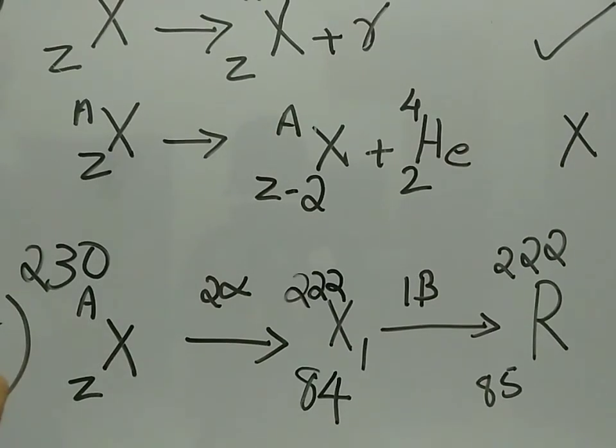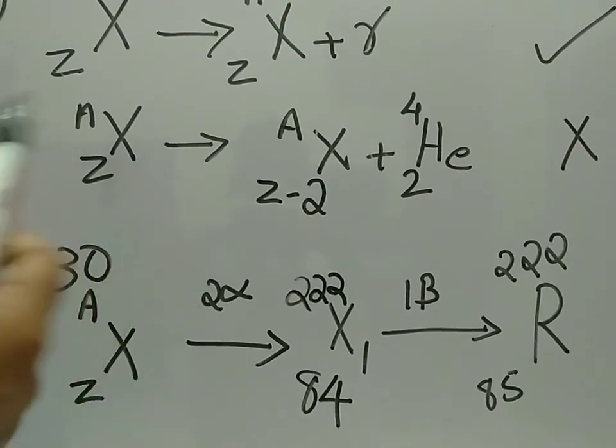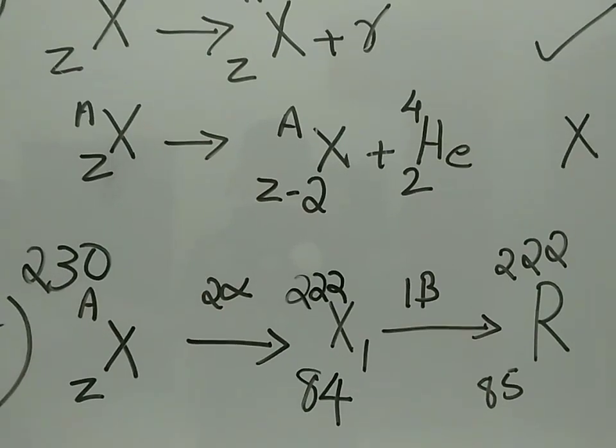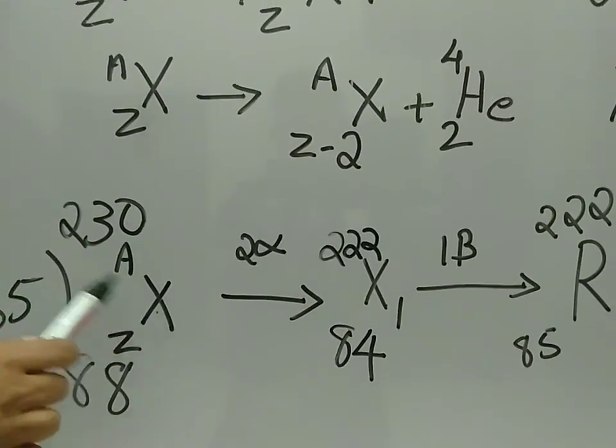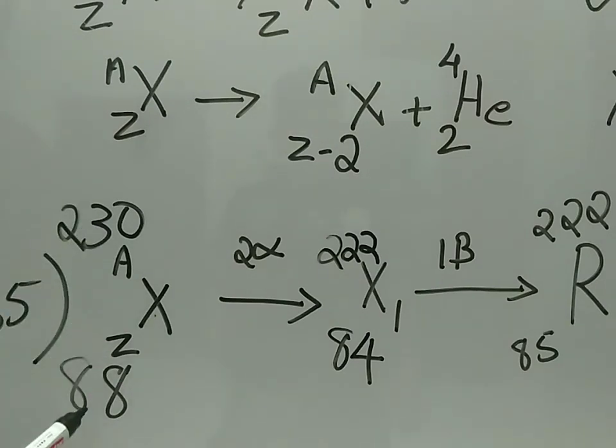And what will happen to its atomic number? Normally we subtract 2. Here we have to add 2, since it is going in the reverse direction. But here there are 2 alpha particles, so 2 plus 2, that is 4. We have to add 4 to 84. 84 plus 4, you will get 88. So finally we got the mass number and atomic number of X as 230 and 88.